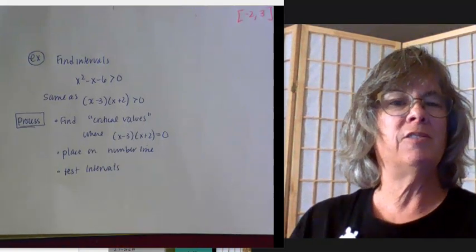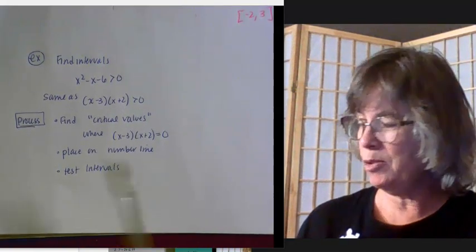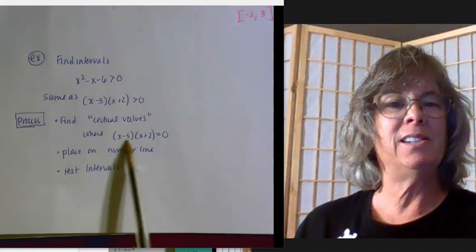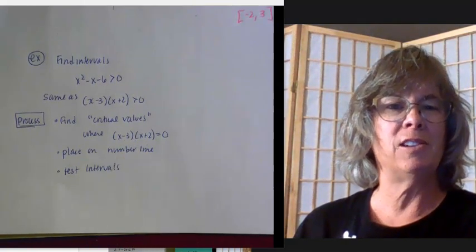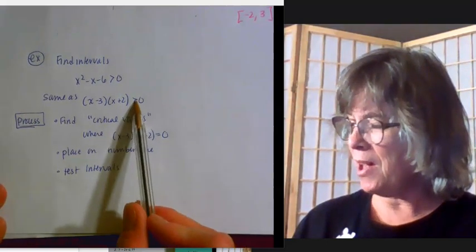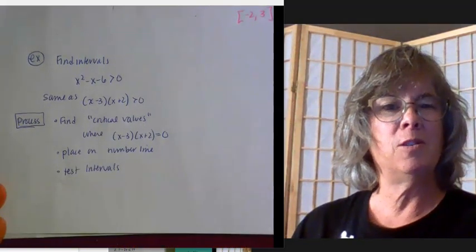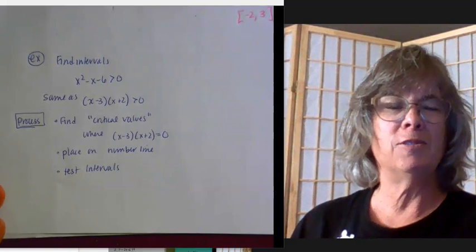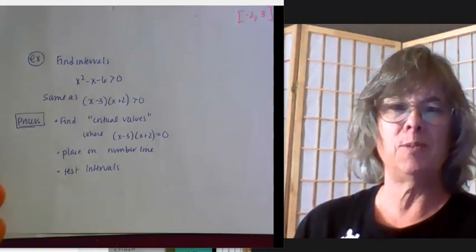My process is to find the critical values, which are the values where this left-hand side is equal to 0, and place those values on the number line. Now, I want to list them as being open holes because there is no equal here. And then I'm going to test intervals and determine if it makes the original statement true or false.